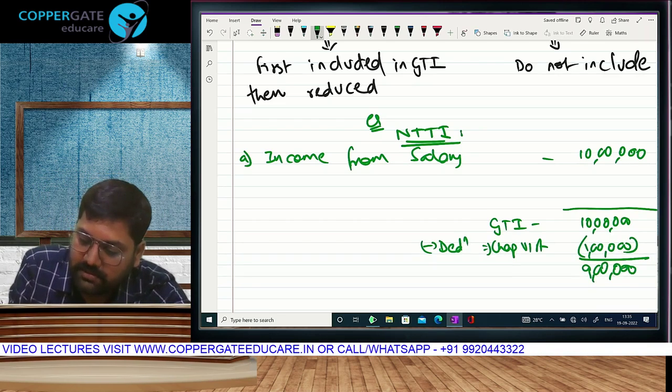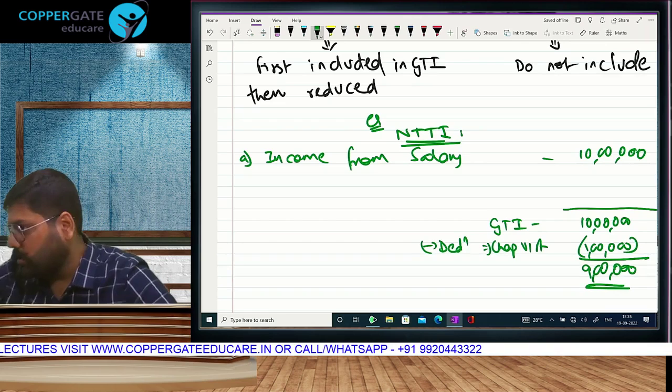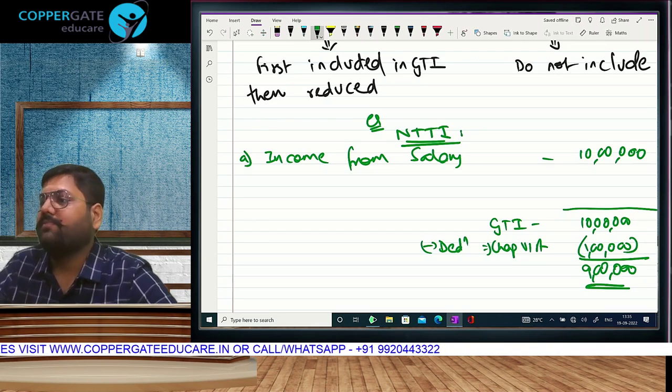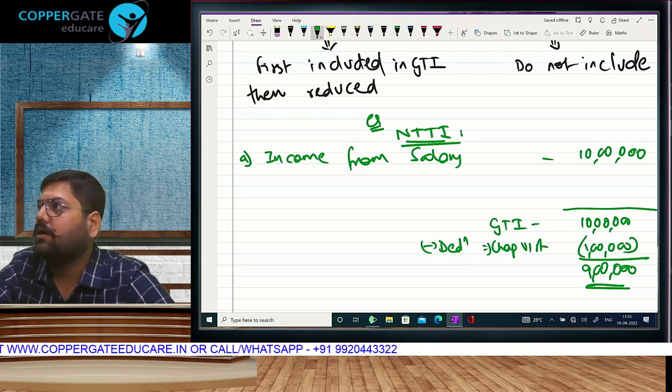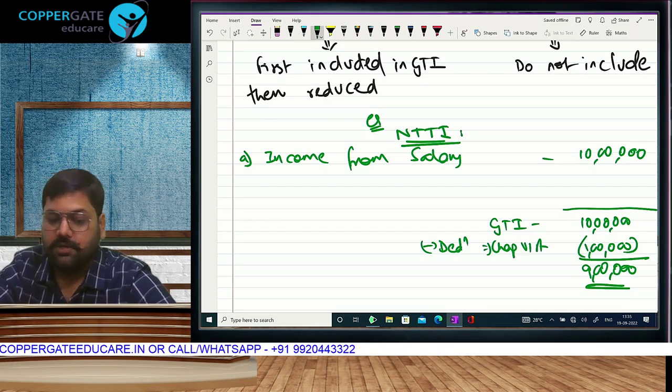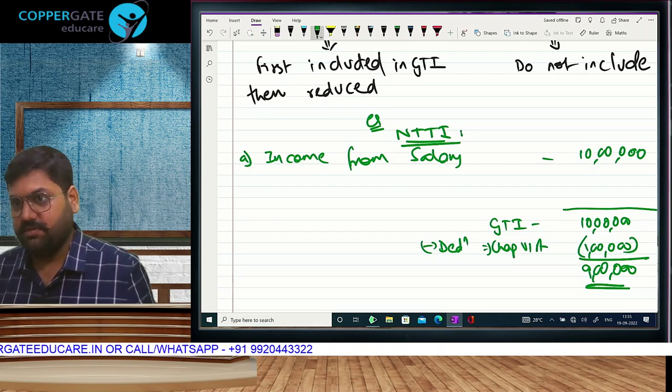This is a deduction. First include, then minus. First include, then minus. This is going to be called what? Deduction. Sir, what is an exemption?